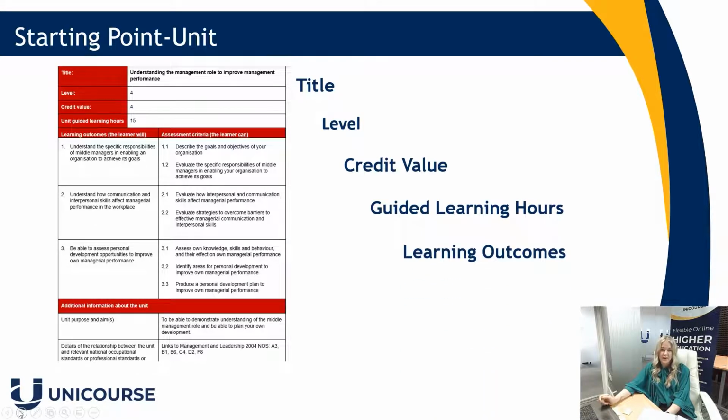Then you have the learning outcomes on the left, and that's what we want you to do, and the assessment criteria is basically the questions. And then you have the unit purpose at the bottom, which is basically the aim of the unit. So the aim of this unit is to develop an understanding of the middle management role to be able to then go about planning your own management development.